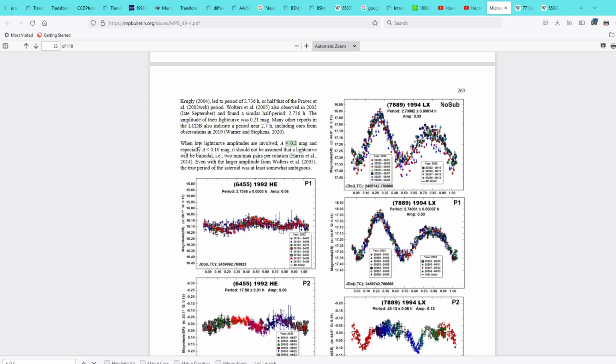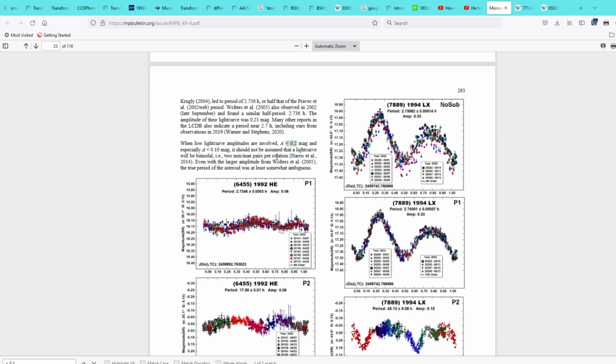It says that when a low light curve amplitude is involved, for example, when the amplitude is less than 0.2 magnitude, and especially when it is less than 0.1 magnitude, then it should not be assumed that the light curve will be bimodal. In other words, having two min, two max pairs per rotation. So what does it mean for the amplitude to be low or small?